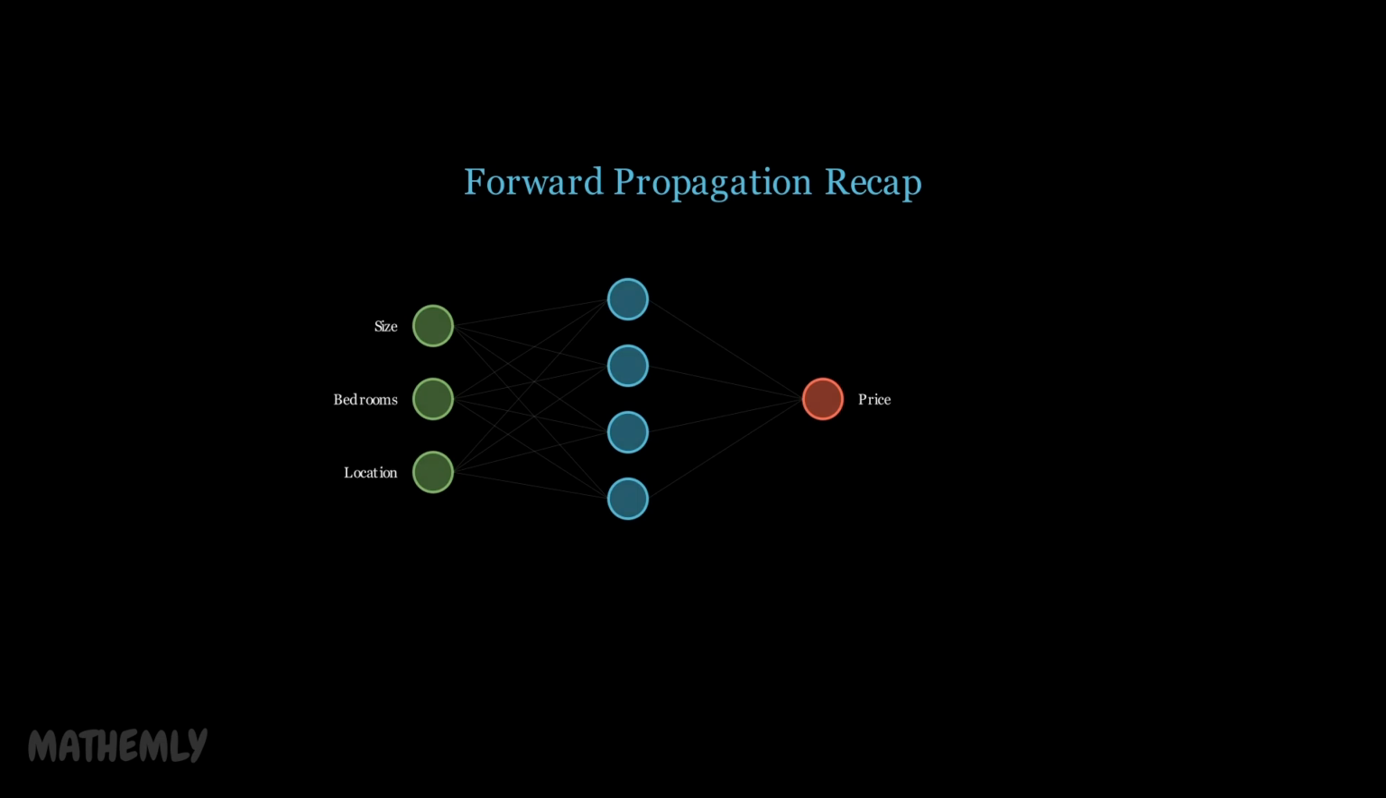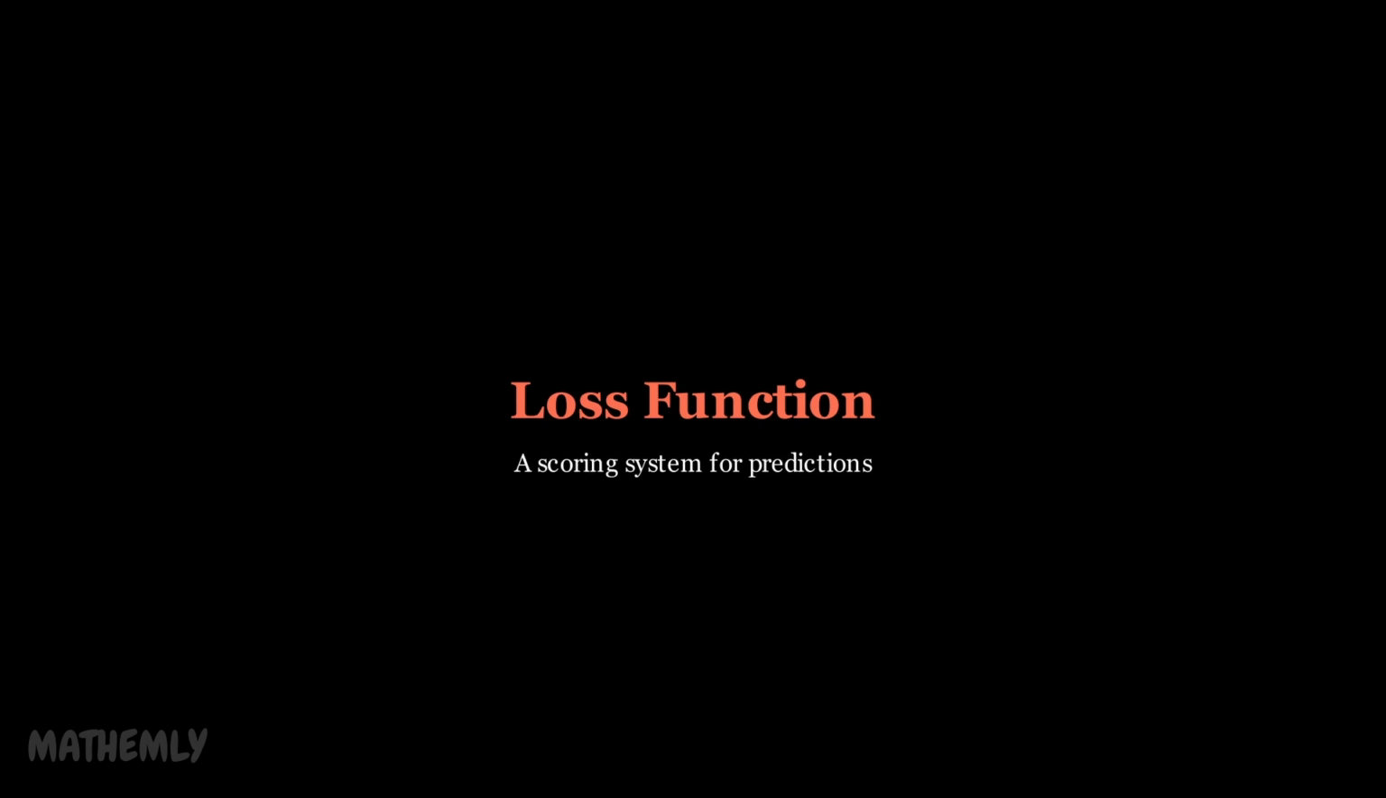In the last video, we saw how data travels through the network during forward propagation, where each neuron processes inputs, applies weights and biases, and passes the result forward until the network makes its very first prediction, what we called the first guess. Now that the network has made that guess, the next question is, how do we measure if it is any good? That is exactly where the loss function comes in. It acts as a scoring system that tells the network how far its prediction is from the actual answer.